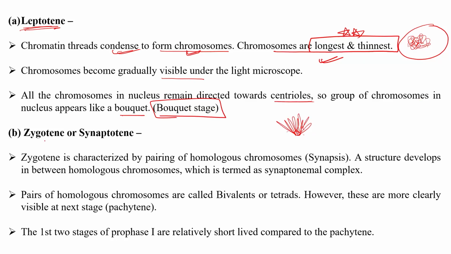The next stage is the zygotene or synaptotene stage. So it is characterized, as the name suggests, zygote. We know it is produced by the fusion, right? Or synapse means joint, any joint, right? So it is characterized by pairing. The name itself suggests what happens in this stage: pairing of homologous chromosomes. That is the formation of synapses.